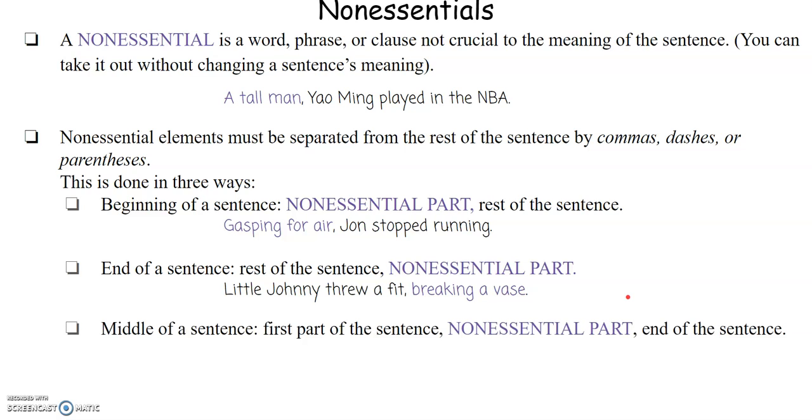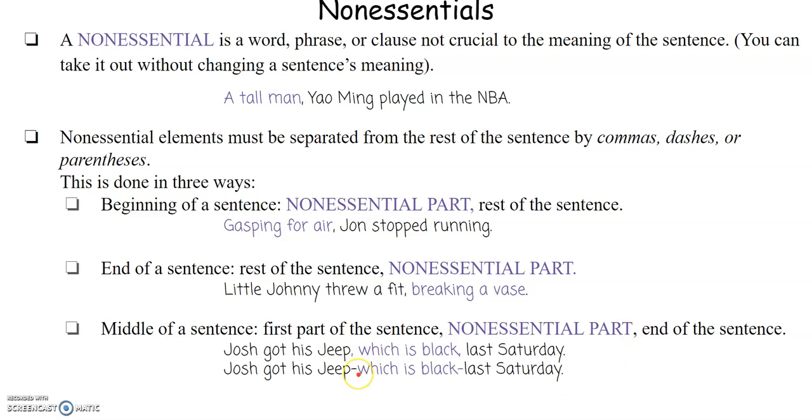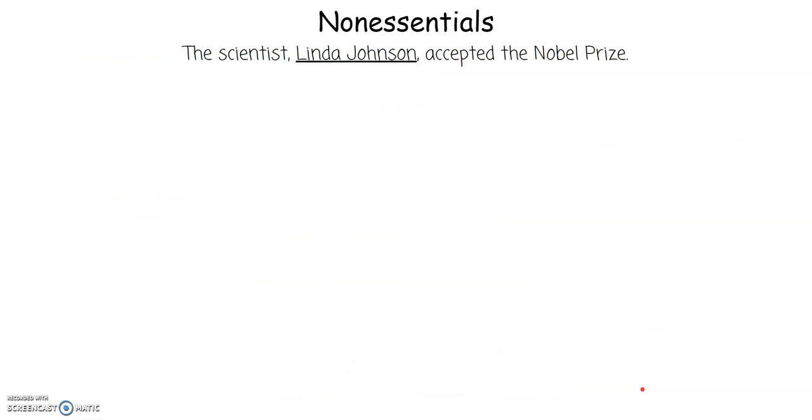And if the non-essential comes in the middle of the sentence, you have a couple options for how to do this. You can either put commas, dashes, or parentheses around the non-essential. But a really key thing here is that they have to match. Because you'll have options on the test where you'll have Josh got his Jeep, comma, which is black, dash, last Saturday. Even though both of those are indicating pauses, they have to match, and that's part of what they're seen to test you on. But you'll never have to choose between commas around something or parentheses around something because they're all equally good answers.